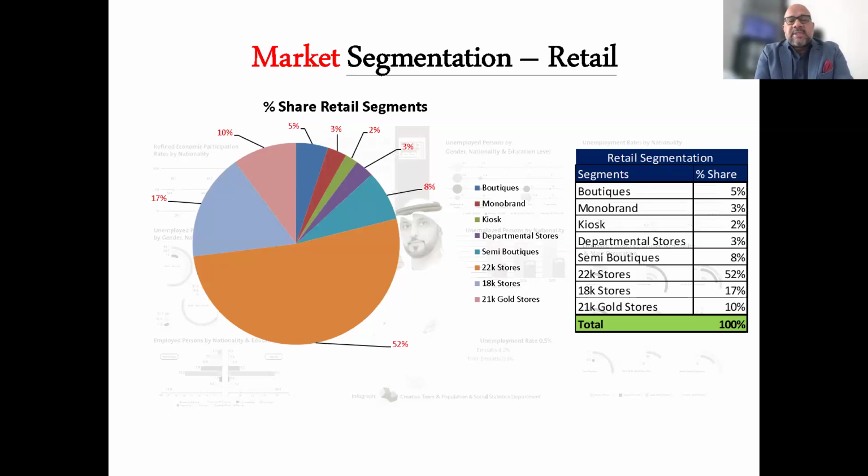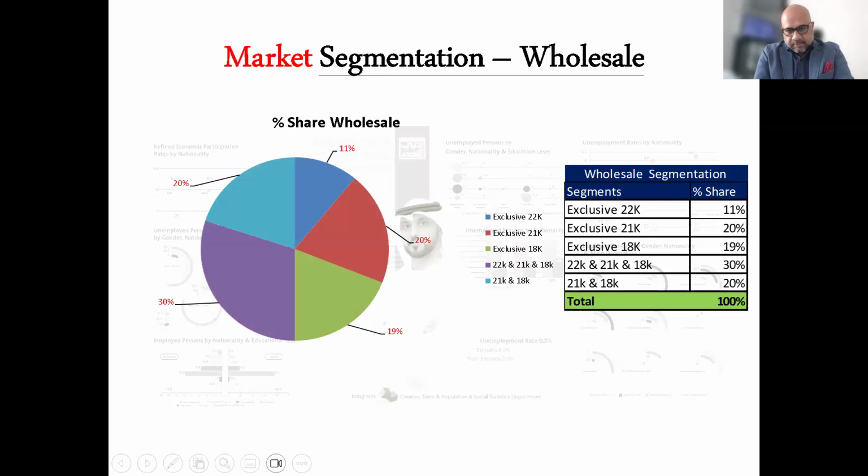Then we go to the wholesale segmentation. The next one is a market segmentation on the wholesale. If we can just move on to the next slide. Yes. So when we're talking about wholesale, wholesale is very strong. Why? Because there are a lot of retails. What we have studied in this market is that 68% of retails are between 1 to 5 stores. So probably they don't have the bandwidth to import directly. They have wholesalers. So we have exclusive 22 karat wholesalers, which are around 11% of the total wholesale market.